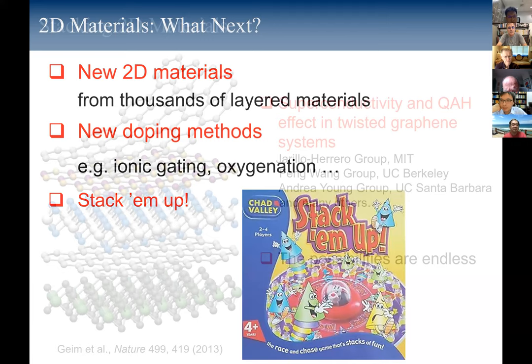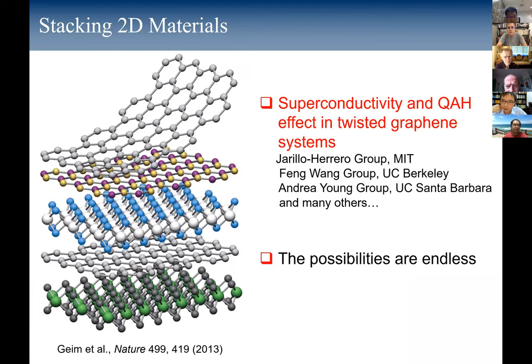So already, by stacking up graphene layers with a small twist angle, a few groups, like Jarillo-Herrero's group at MIT, Feng Wang's group at UC Berkeley, and Andrea Young's group at UC Santa Barbara, have discovered that you can make the system superconduct or see the quantum anomalous Hall effect in those twisted graphene systems. And if you consider there are thousands of such materials to work with, the possibilities are basically endless.